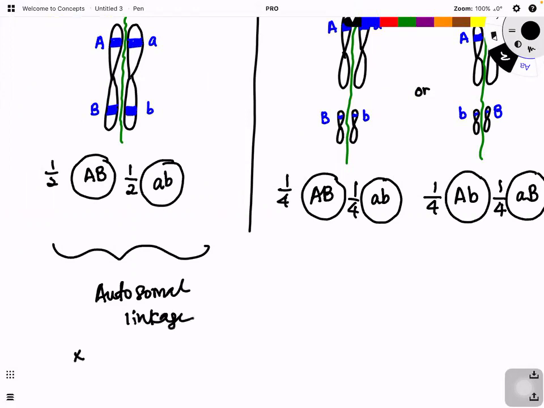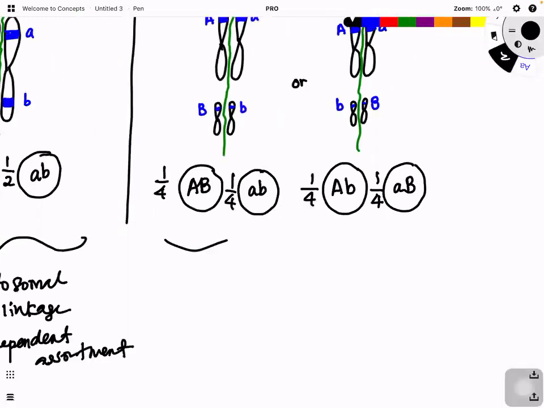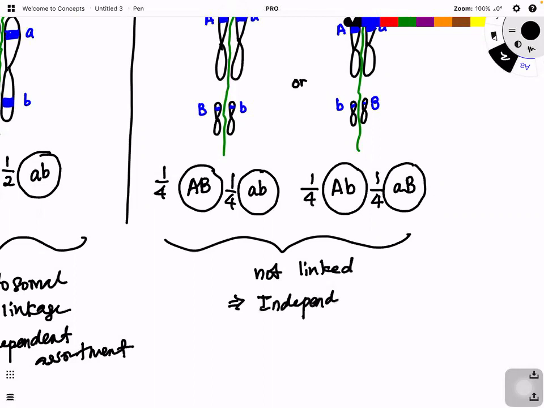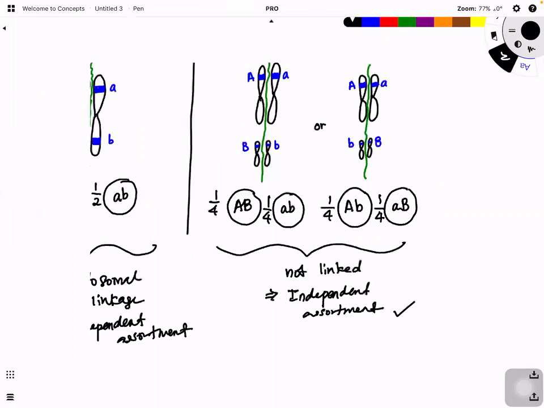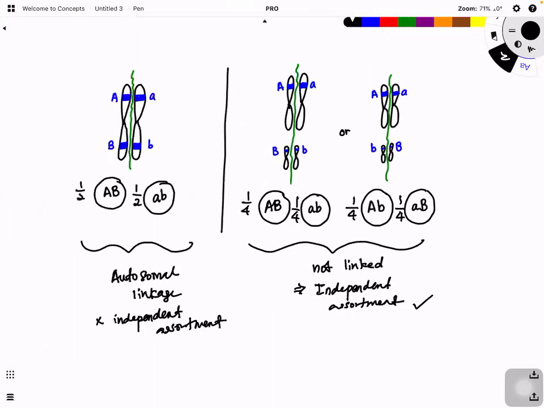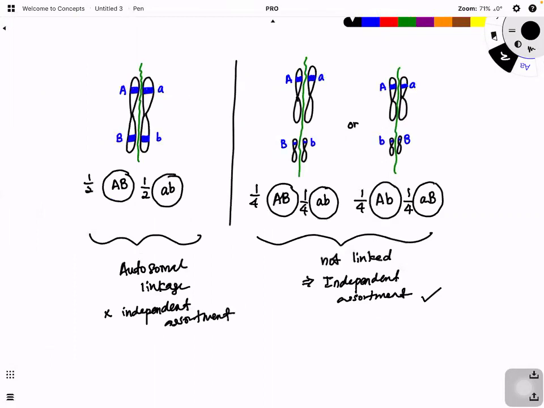It means that no independent assortment takes place between these two genes. But here, because they are not linked, when they are not linked, it means that independent assortment takes place. Are you clear? Independent assortment takes place. If you need to take a photo, I zoom out here so that you'll be able to see and compare the difference.